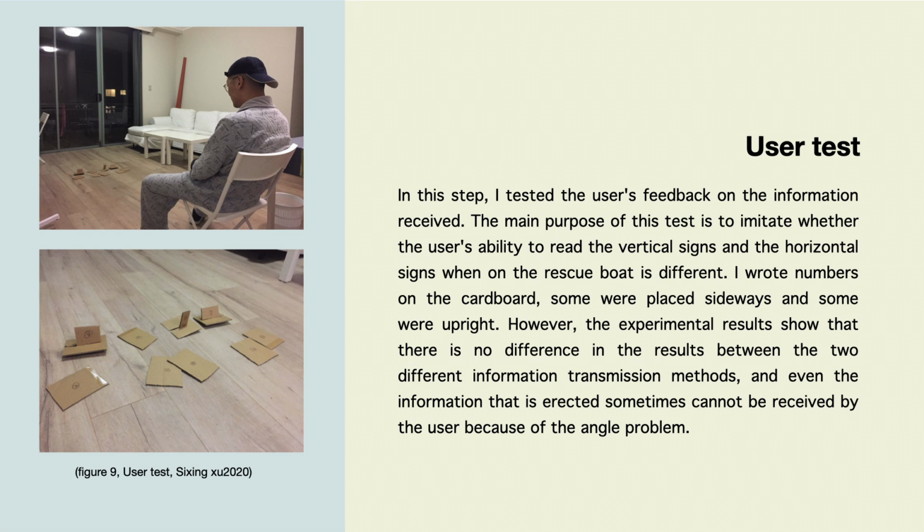The main purpose of this test is to check whether the user's ability to read vertical signals and horizontal signals is different when they are on the risk board. I wrote numbers on the cardboard. Some were placed sideways and some were upright. However, there was no huge difference between these different information transmission methods.